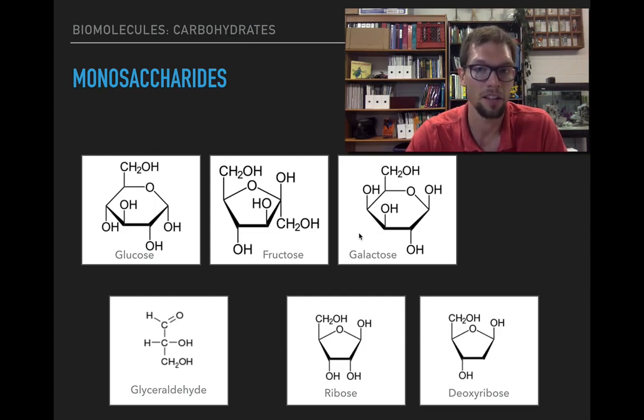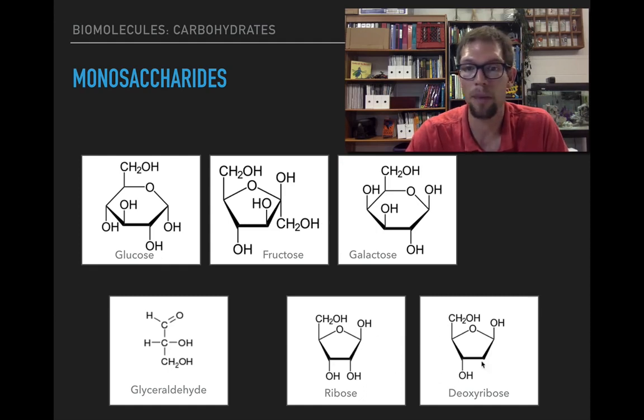So these are all hexoses. They're going to be the ones that are most nutritionally important. They're going to provide the energy. Glucose is particularly important. It's our blood sugar, what makes that up. But the fructose and the galactose nutritionally are important as well.